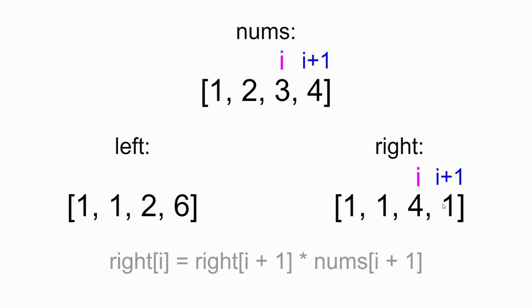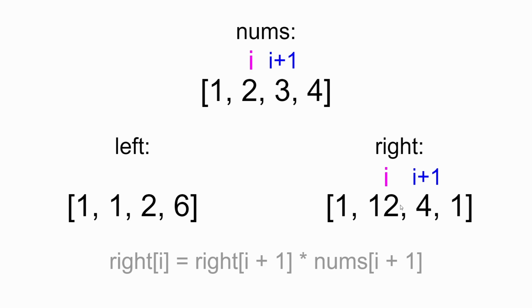And now we're going to decrement I, and same concept. Right at index I equals right at I plus 1, which is 4, times nums at I plus 1, which is 3. 3 times 4 is 12. Therefore, we can update right at index I to 12. And this makes sense again because if I come over to nums at I and need to take the product of everything to the right of that, well, 3 times 4 is 12. So that's why this is 12.